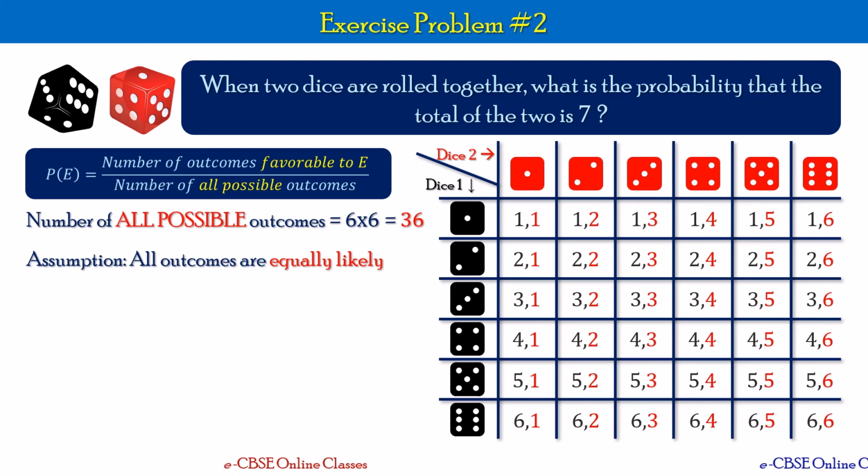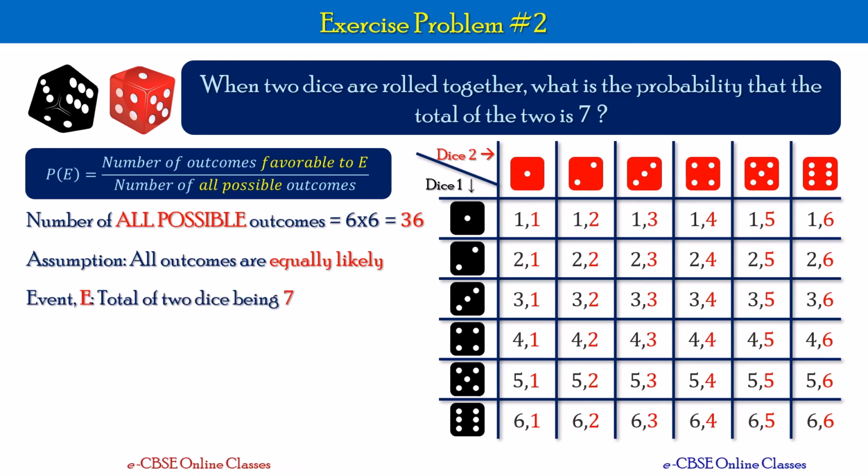Now let us define the event E. What is asked in the problem? The total of 2 dice being 7. That is my event, right?